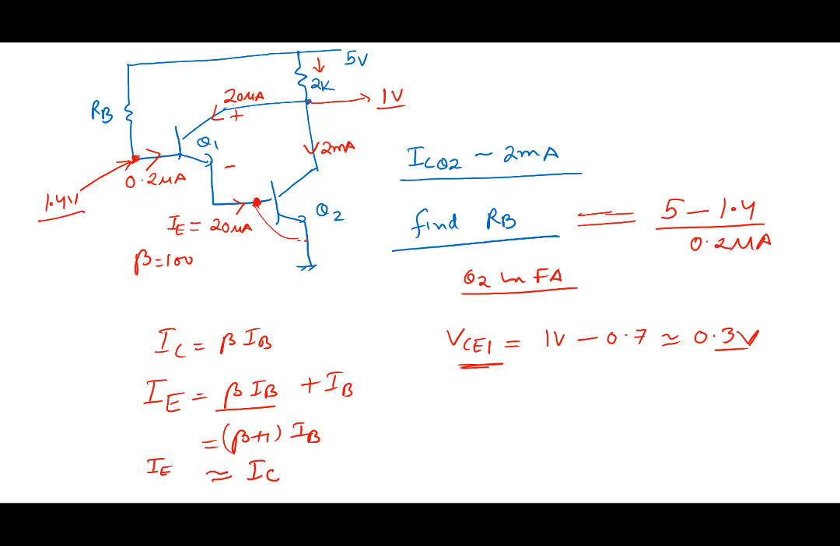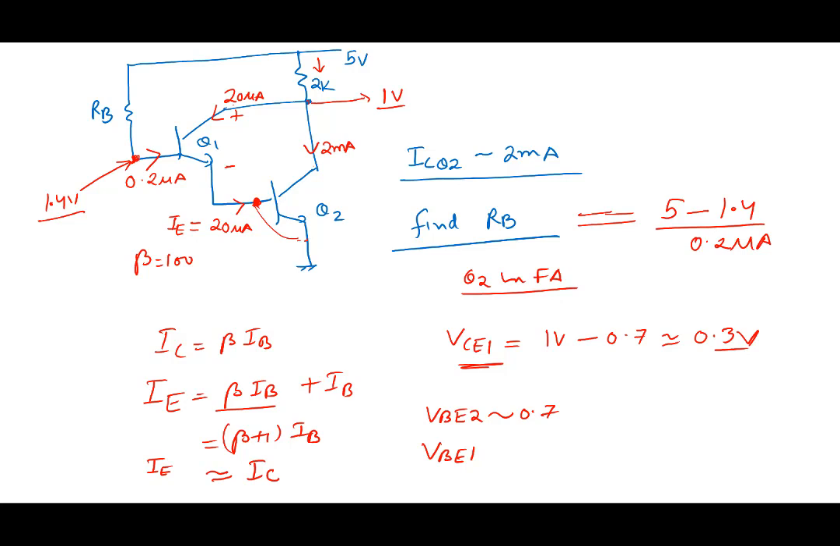Right, very high value of RB you would... Now this problem illustrates that this 0.7 that we are doing, we are assuming VBE2 to be 0.7, right? Is it fair to assume VBE1 also 0.7? If I want to be more accurate, the current in Q1 is what? As compared to current in Q2, 100 times less, right? The current in Q1 is 100 times less than the current in Q2.